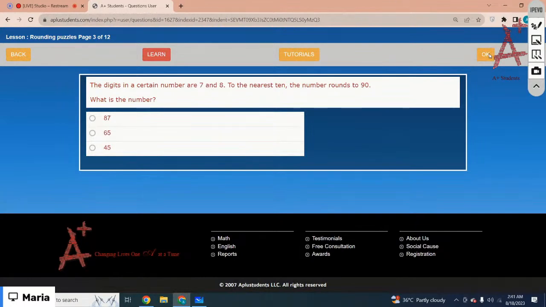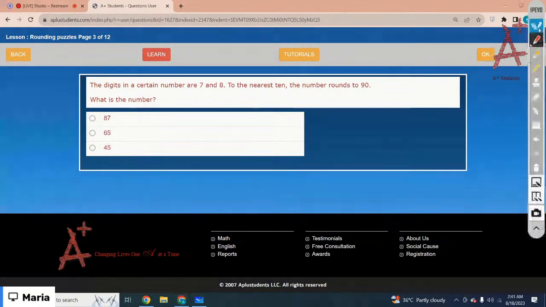The digits in a certain number are 7 and 8. So to the nearest 10, the number rounds to 90. What is the number? Which is the correct option? You have two digits, 7 and 8, so you can make two numbers. They are 78 and 87. You have to see which one is rounded off to 90. Which number rounds off to 90? Very good. That would be 87. 87 is rounded off to 90. The correct option is 87.